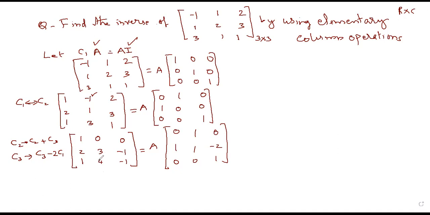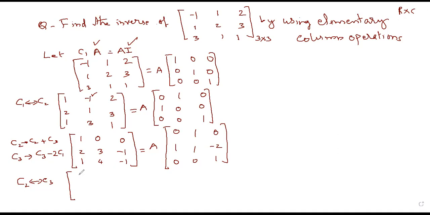Column number 2 and column number 3. If you see column number 2 and 3, we can exchange so that minus 1 will come here. Then we can make it easily 1. So interchange columns C2 and C3 so that we can get at least minus 1, and minus 1 can be converted easily into 1.